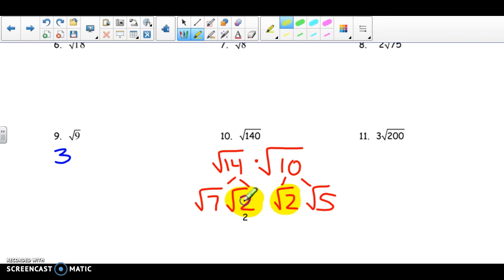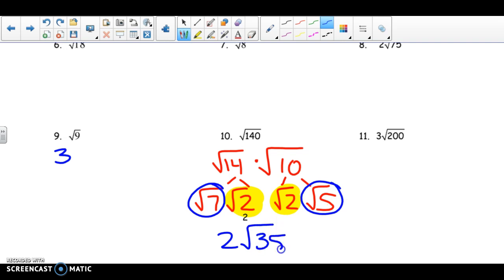The square root of 2 times the square root of 2 is the square root of 4, but I'm going to write the square root of 4 as the regular number 2. Then I have the square root of 7 and the square root of 5 left, and the square root of 7 times 5 is the square root of 35. This is going to be my answer, and I can check that on my calculator.